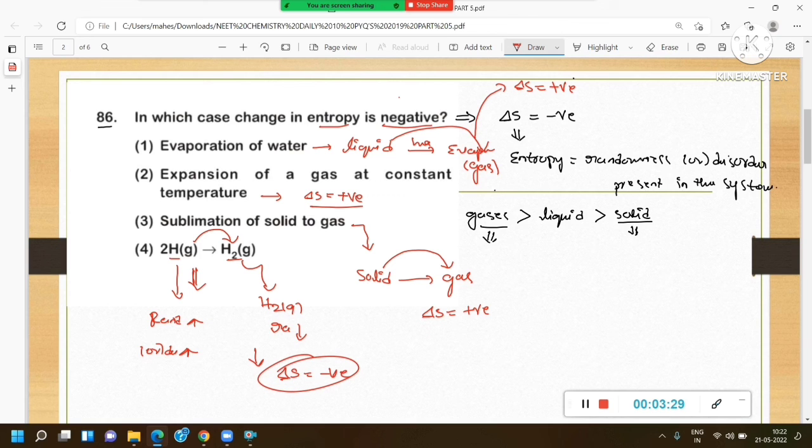So according to the question, option 4 satisfies the given question. So our answer is 4, which is our correct answer.